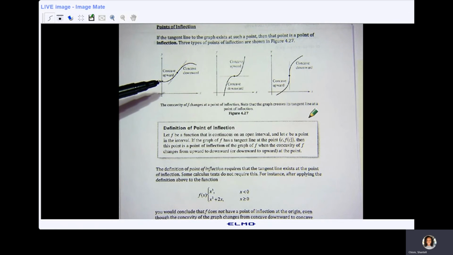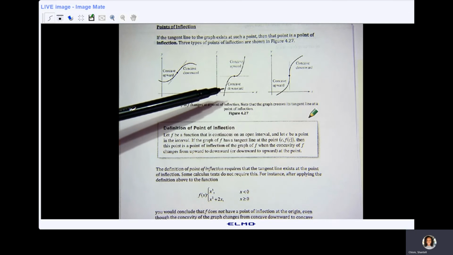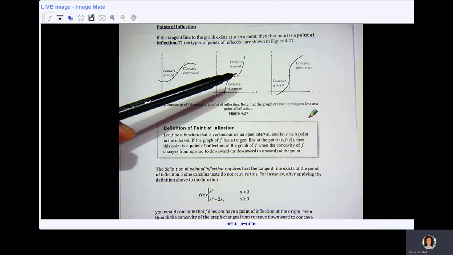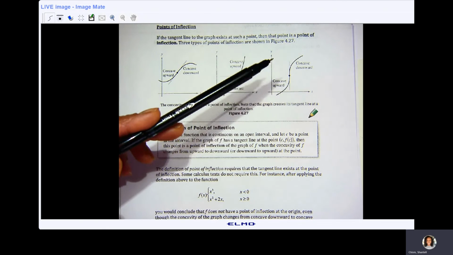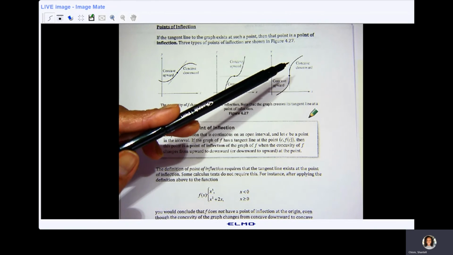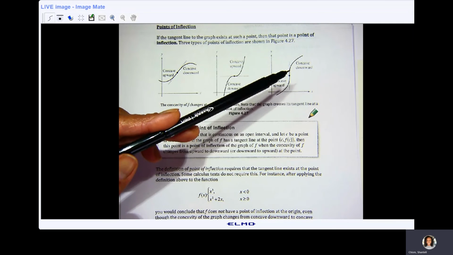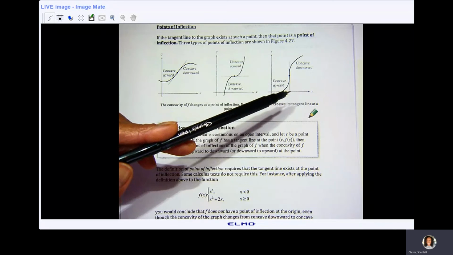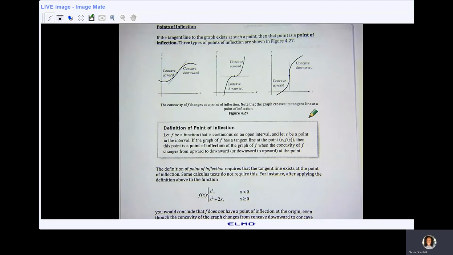Here you go from concave up to concave down. That's a point of inflection. Here, concave down to concave up. You had a flat tangent line there. Okay, where the slope was 0 there. And in here, concave up to concave down, you have a vertical line at that point, a vertical tangent, which means that the slope doesn't exist there. Okay? All right, so a point of inflection.